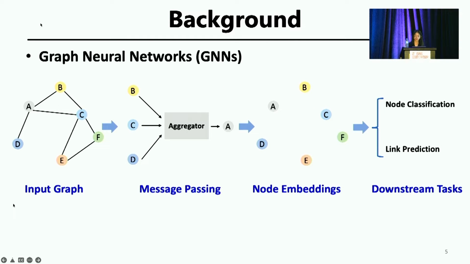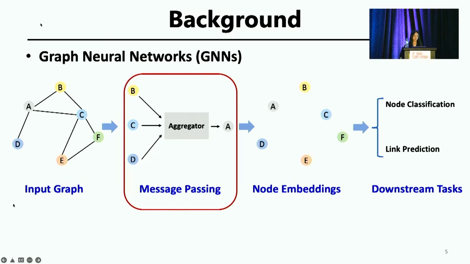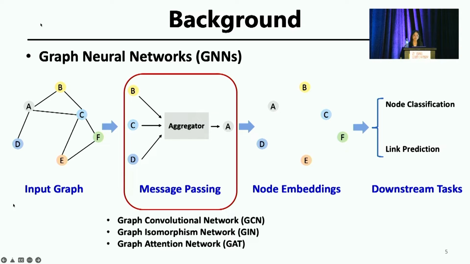So here come the graph neural networks, also called GNNs. The general idea of GNN is to aggregate the information from the neighboring nodes and generate node embeddings for each node. The node embeddings can then be used to conduct downstream tasks, for example, node classification or link prediction. The most important component of GNN is message passing. There are multiple algorithms for aggregating the information from neighboring nodes, for example, the graph convolutional network, the graph isomorphism network, and the graph attention network.